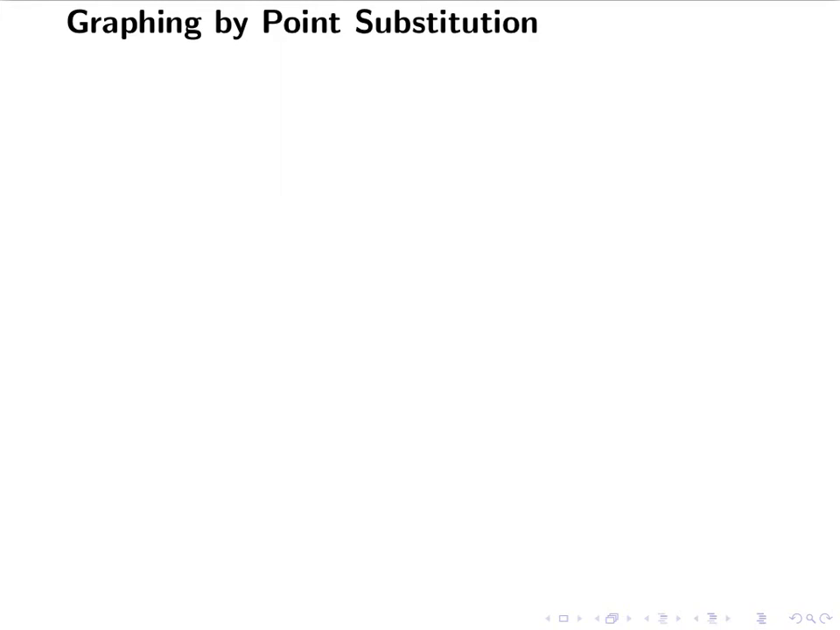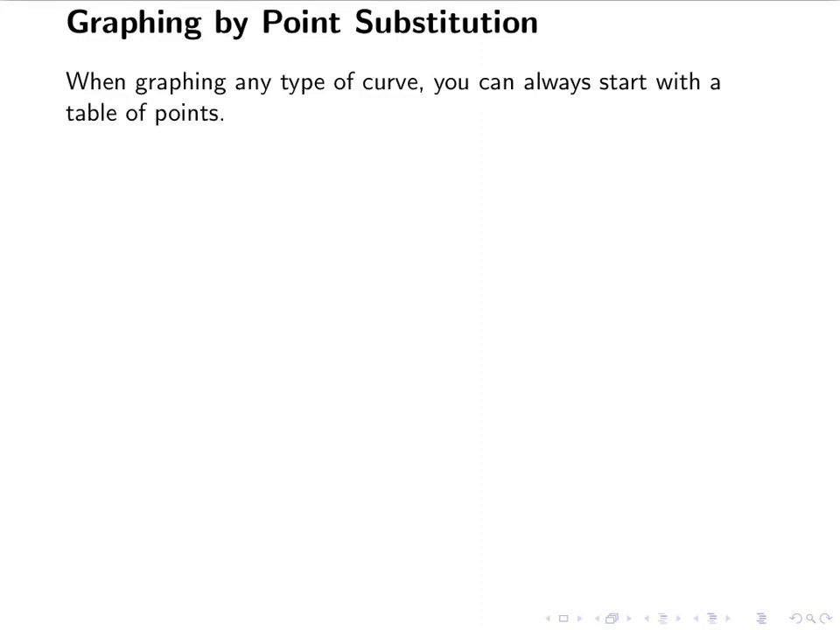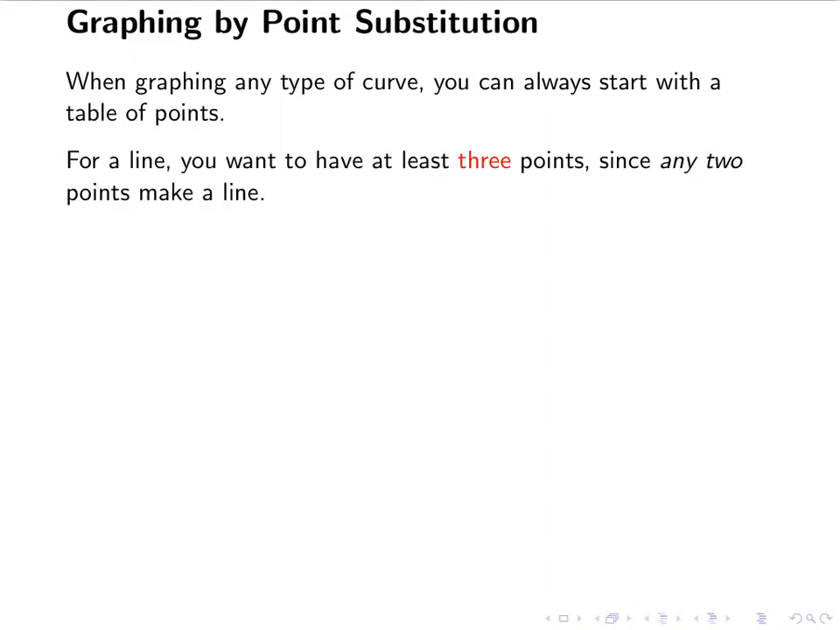Hello everyone, today we're going to look at graphing by point substitution. Whenever you graph a type of curve, you can always start with making a table of points. For a line, you want to have at least 3 points because any 2 points will make a line and you want to make sure that you have the correct line.